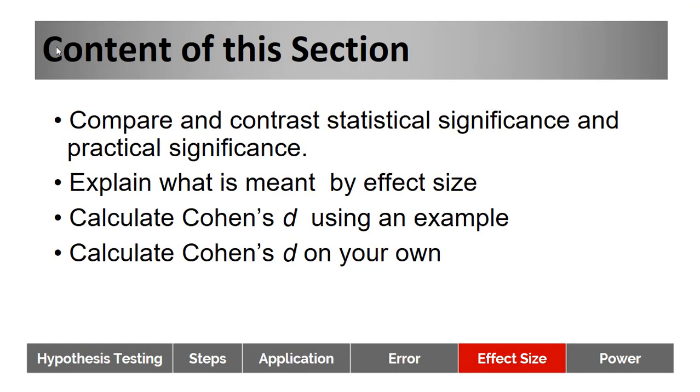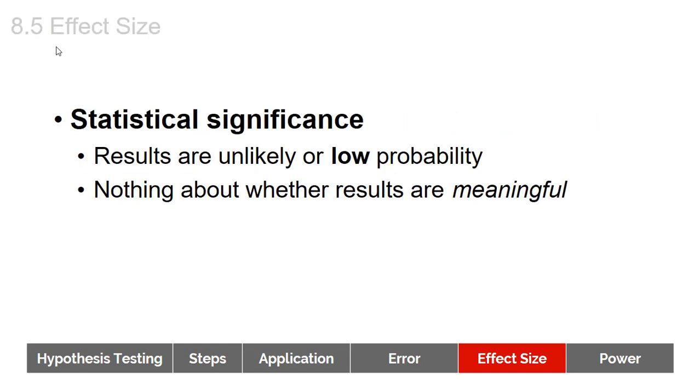So in this section, we're going to compare and contrast statistical significance with something called practical significance. I'll explain what is meant by effect size, and we're going to use something called Cohen's d to calculate effect size. So statistical significance, we've been talking about this. Results are unlikely or there's a low probability, and that means we have statistical significance. Our test statistic is in that critical region, and we can reject the null and say that something is statistically significant. But statistical significance really doesn't tell us about whether the results are meaningful in a practical sense.